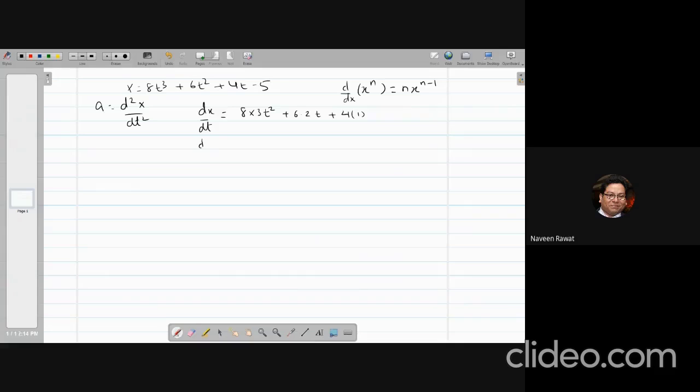Then you can calculate d squared x by dt squared. So again, 8 times 3 is 24, and you get 2 times t, and the next term will be 12 times the derivative of t with respect to time, which is just 1, and the last expression is 0. So that is your expression for acceleration: 48t plus 12. All right, and let's see the question again.